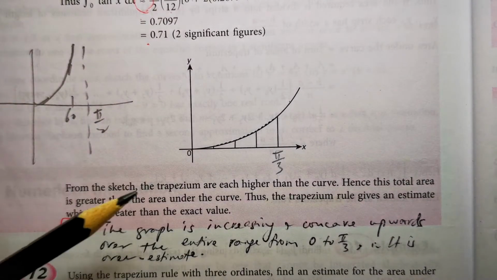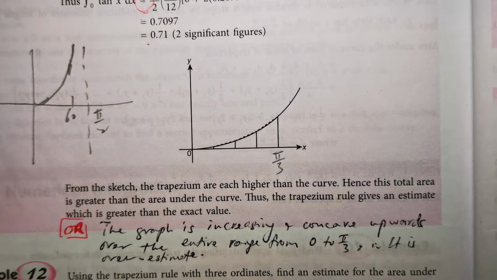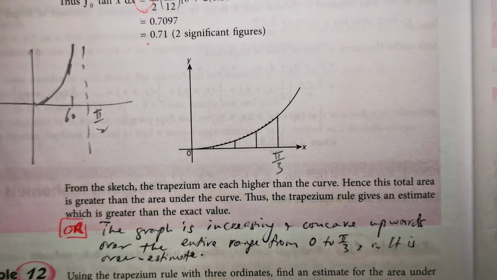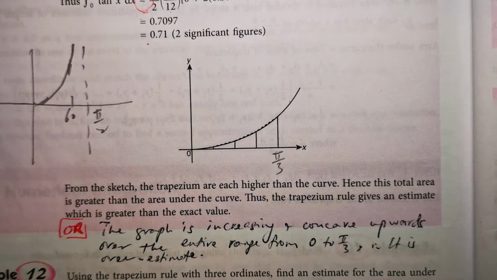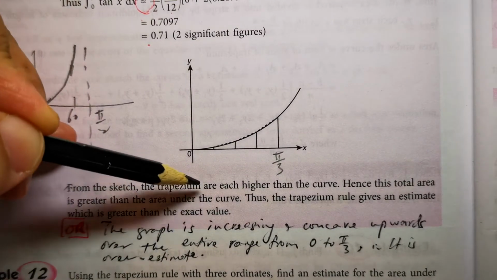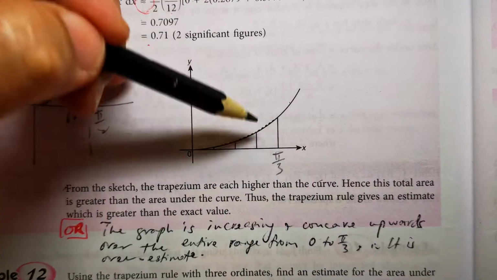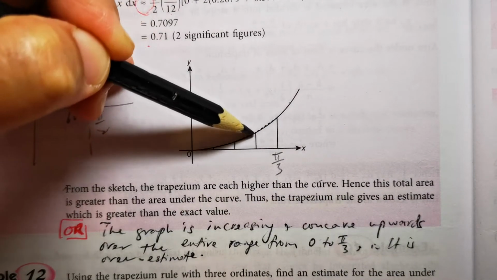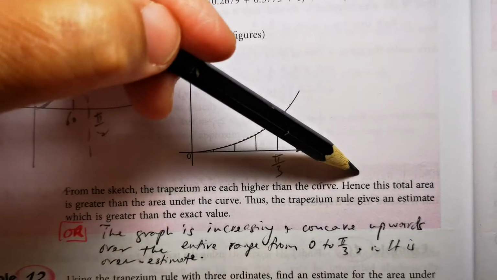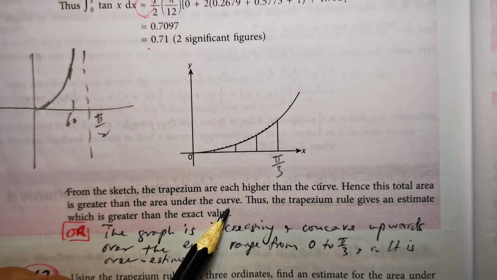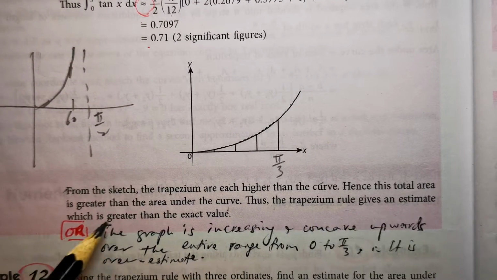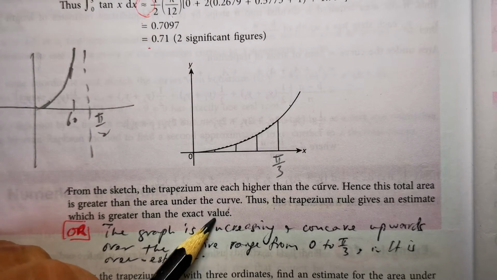So concave upwards. When we want to explain, we have two ways to explain. Please memorize these two sentences. When you are asked to explain, just write a sentence like this. If we follow the textbook, the first one: from the sketch, the trapeziums are each higher than the curve. It's true, right? You see the dashed line? The dashed line is the trapezium, so it's higher than the curve. Hence, this total area is greater than the area under the curve. Thus, the trapezium rule gives an estimate which is greater than the exact value. You can write like this.